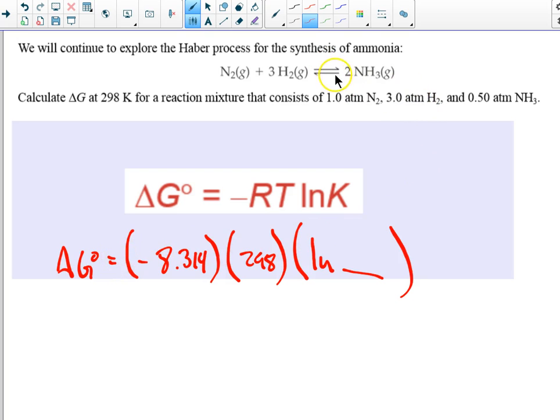All right, here we go. K is the expression which we have done for weeks. It's NH3 squared. Are you okay with that? So it is 0.5 squared. The squared comes because of that. It's products over reactants. So then it's N2 to the first, so 1 of N2, and H2 to the third, so that's 3 cubed. And that will give you some sort of number.